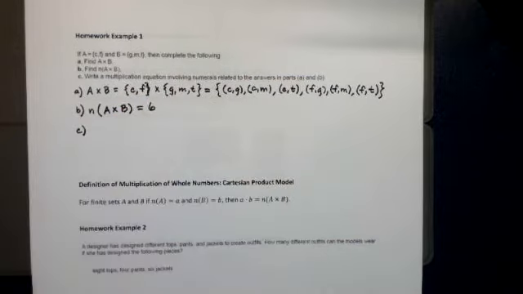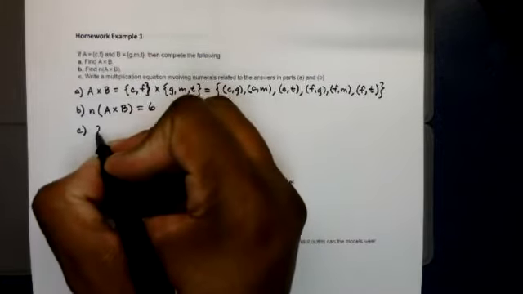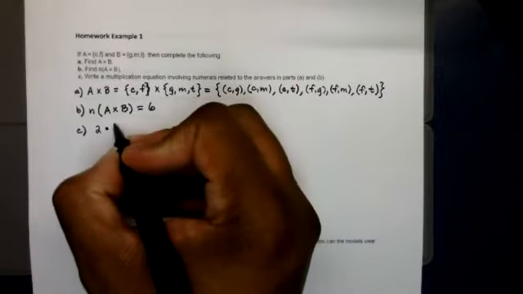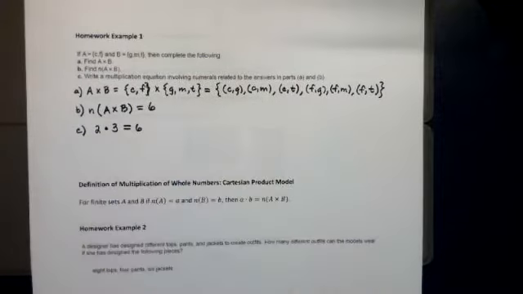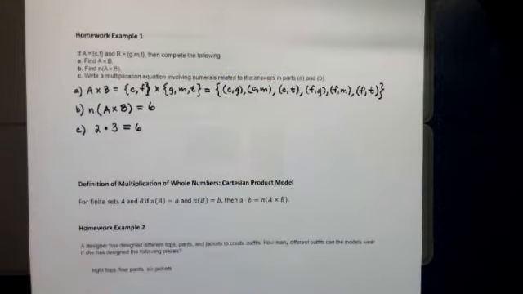And then part C is to write a multiplication equation involving numerals related to the answers in parts A and B. Well, in this case, in set A, there are 2 elements times the number of elements in B, there are 3. We ended up getting 6 ordered pairs, as you can see. So a multiplication equation for that would be 2 times 3 equals 6.